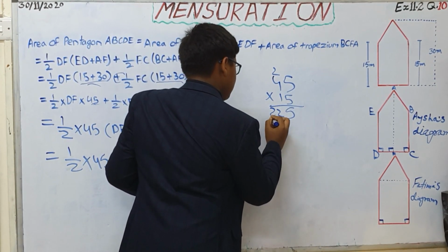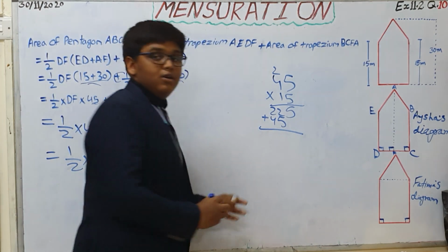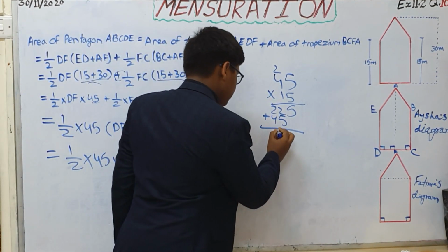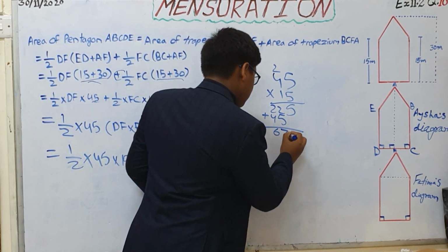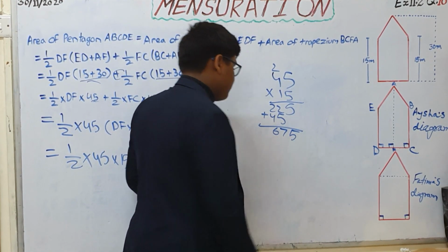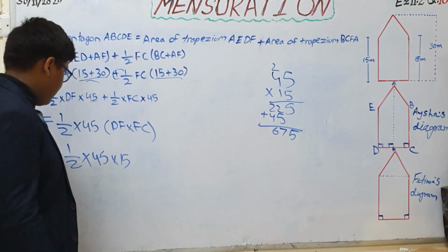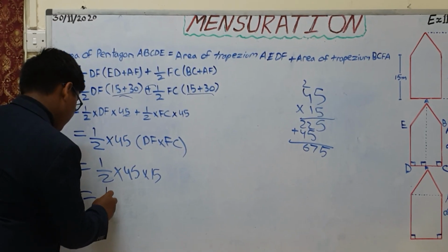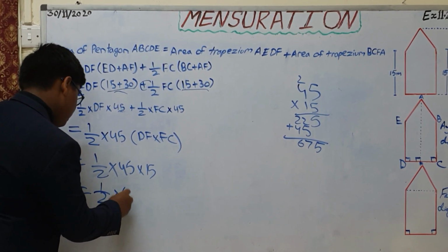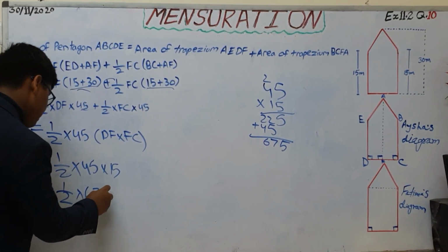Then 1 five is 5. 1 four is 4 itself. Then 2 plus 4 is 6. And then 2 plus 5 is 7. And then 5. So we have got the answer 675. So the area is 675. 1 by 2 into 675.